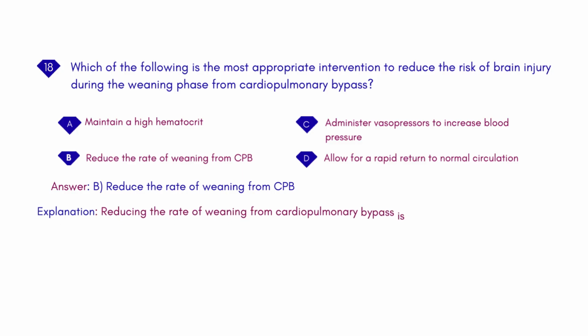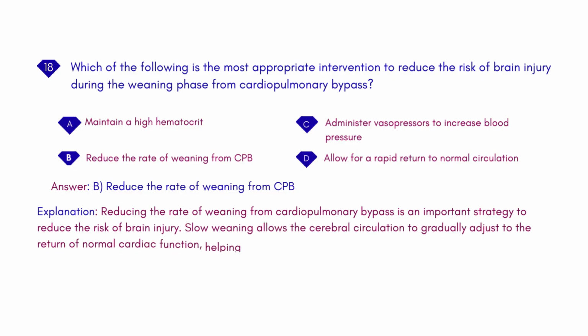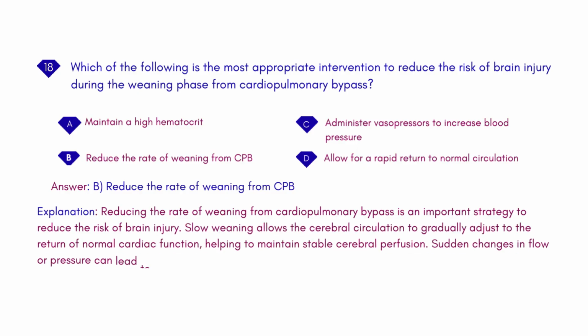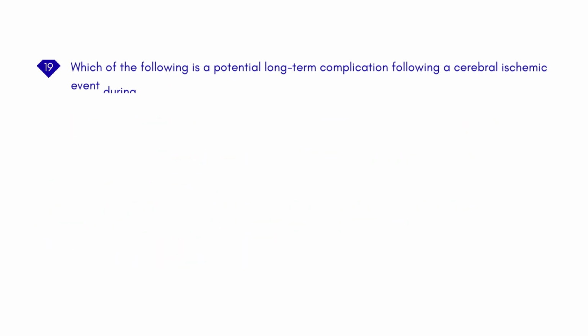Explanation: Reducing the rate of weaning from cardiopulmonary bypass is an important strategy to reduce the risk of brain injury. Slow weaning allows the cerebral circulation to gradually adjust to the return of normal cardiac function, helping to maintain stable cerebral perfusion. Sudden changes in flow or pressure can lead to cerebral hypoperfusion or embolic events. Which of the following is a potential long-term complication following a cerebral ischemic event during cardiac surgery?